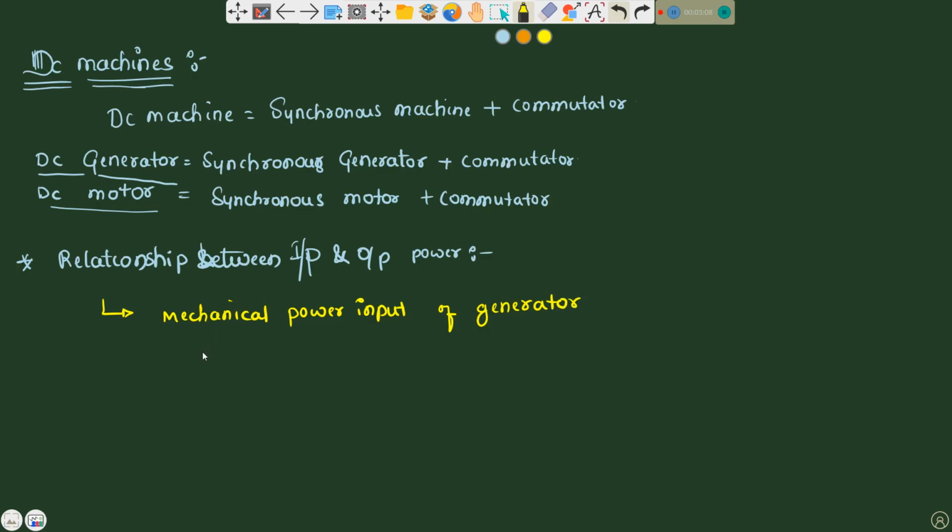So you require a prime mover to rotate the armature, correct? The armature is connected to the same shaft of the prime mover, so that as the prime mover rotates, the armature will rotate and there will be a generation of what? EMF, correct? So mechanical power will be equal to T_PM times omega. What is T_PM? Prime mover torque. Omega is the angular velocity.